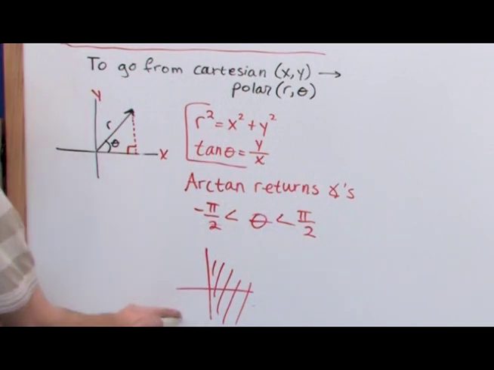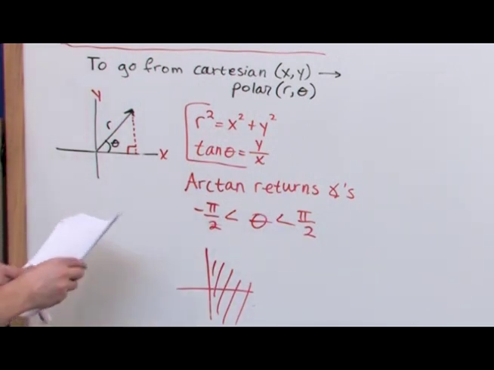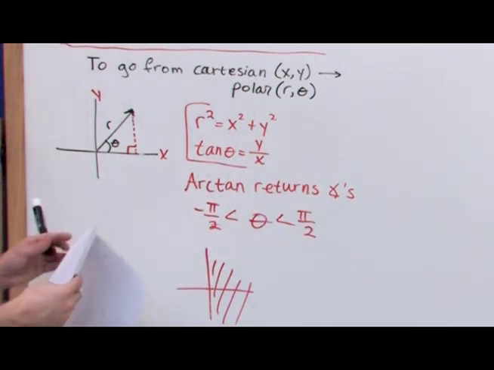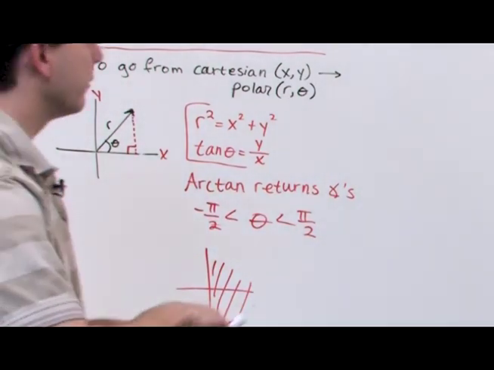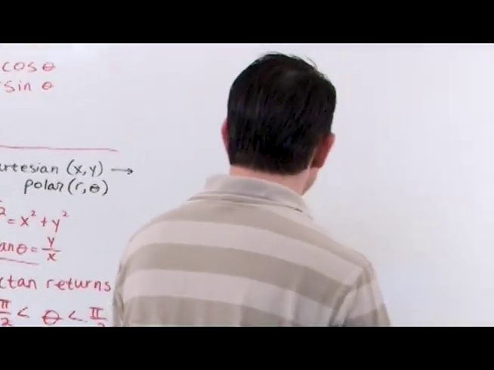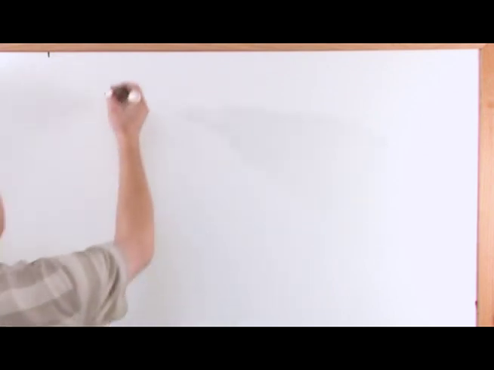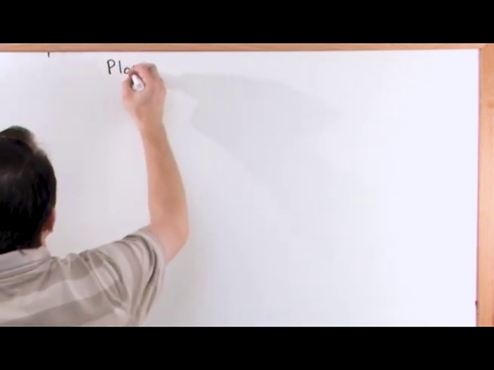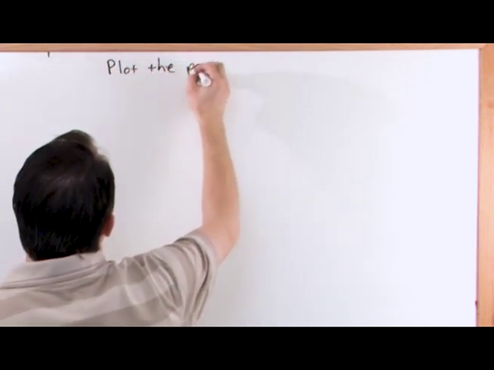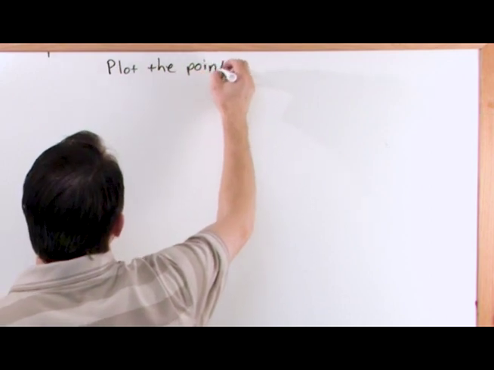The actual angle may be over here, depending on the values of x and y. Okay, you can do this stuff all day, but it really is helpful just to work some problems. So let's do that now. What we're going to do is plot the point in these problems, which is going to be a polar point.